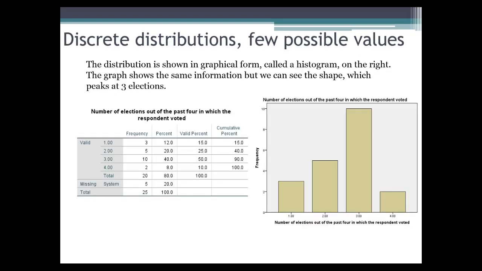So what information do we get out of this? Well, you can see that it looks like more people voted in 3 elections than anything else, followed by 2, 1, and all 4. You can also see the shape, which peaks at 3 elections. So that's for a discrete variable that doesn't have a lot of possible values.